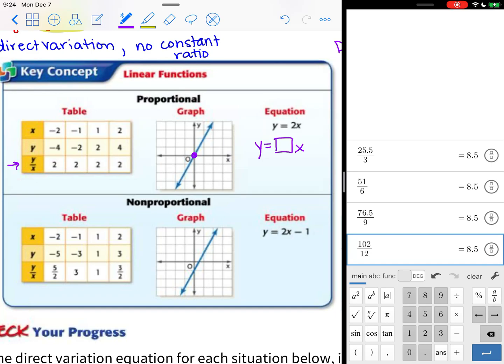For a non-proportional or non-direct variation equation, the ratios are different, and what that means is that it does not go through the origin. So this one went below the origin. And the equation here is going to have an extra part at the end. It's going to add or subtract something at the very end. So we're going to have something, our rate of change in front of the x, but there's going to be something at the end as well.